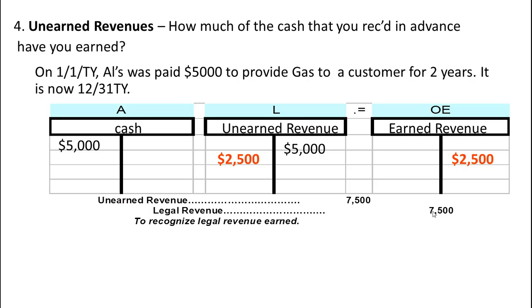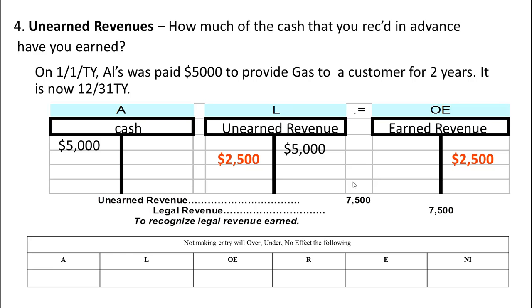So here we go. Now let's see what happens if we don't make this entry. If we don't make this entry to move the amount we've earned out of here and put it into revenue, then assets, what will be wrong with assets? Well, there's the asset we took in right there, cash, a long time ago on January the 1st. So this entry only involves a liability and a revenue. And so assets will not be affected if we don't make the entry.